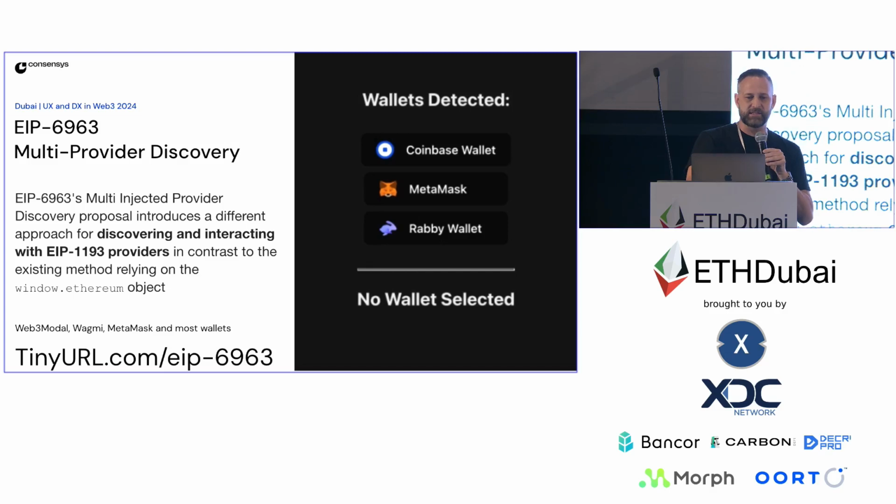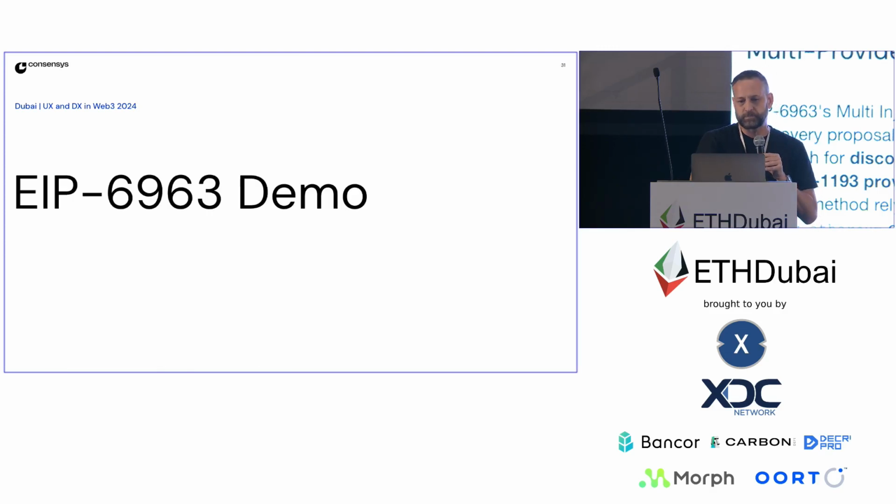Finally, EIP 6963, multi-provider discovery. If you haven't heard of this one yet, it's pretty simple. It's a new EIP that has a few interfaces and types that you can pull into your application, and within a few lines of code, you can detect all of the wallets installed in the browser, iterate over them, show their icon and name, and create a connect function using eth_requestAccounts, the standard way that you would connect to a wallet.